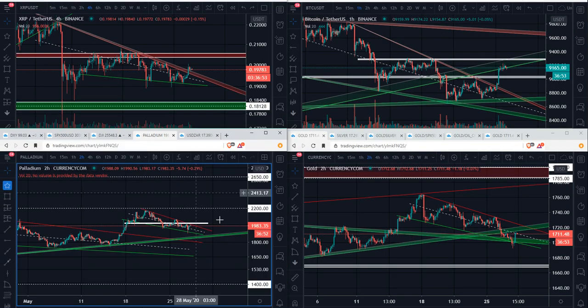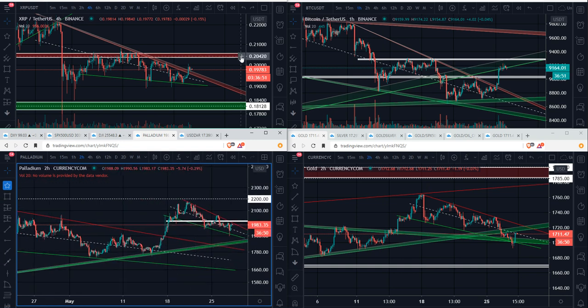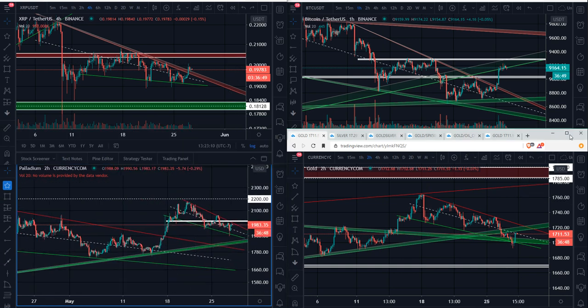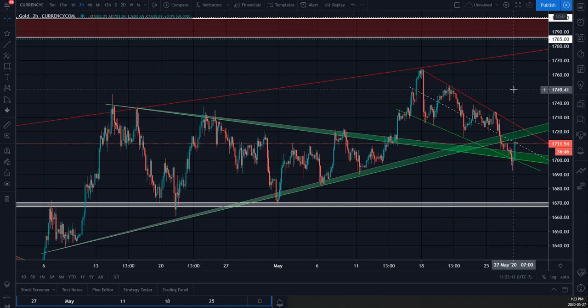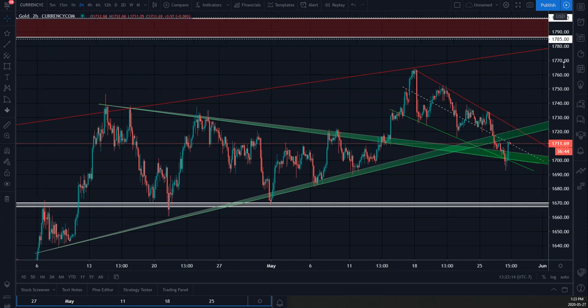So now let's look at gold and silver. We already talked about palladium quite a bit, and platinum, and the reasons why we think it'll either go up or down. And now let's look at some gold here.